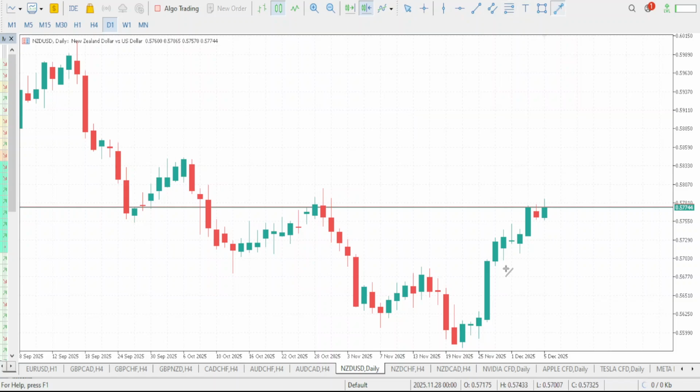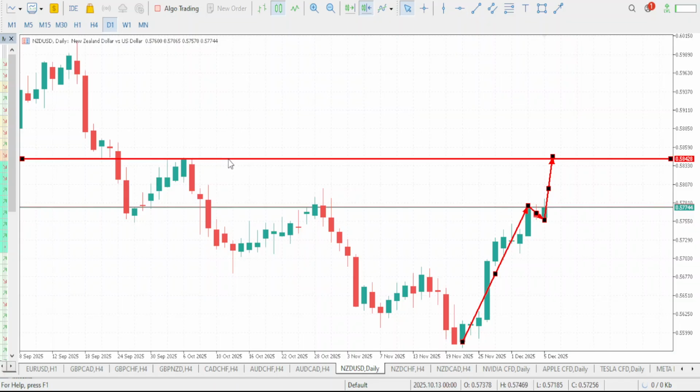So this is our first impulsive move. Here you can see massive movement. Here is the pullback. We should be expecting another impulsive move, that bullish move. So guys, whatever you want to be doing on New Zealand dollar US dollar, you would want to be going long. So this is our forecast.